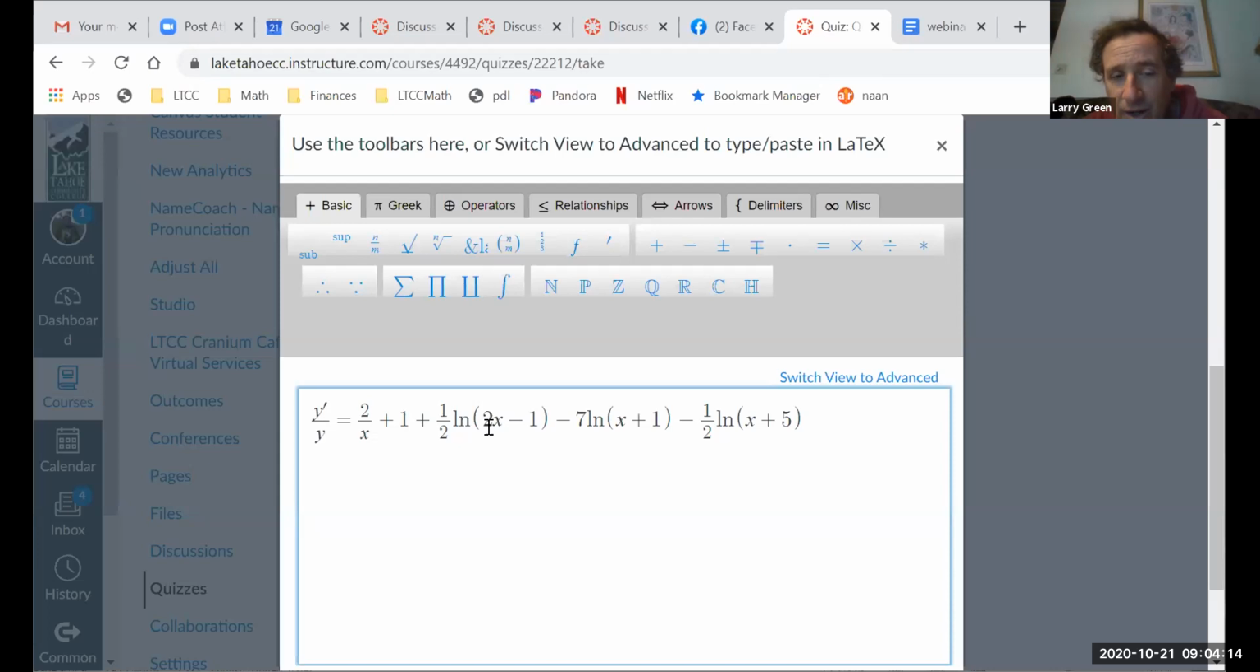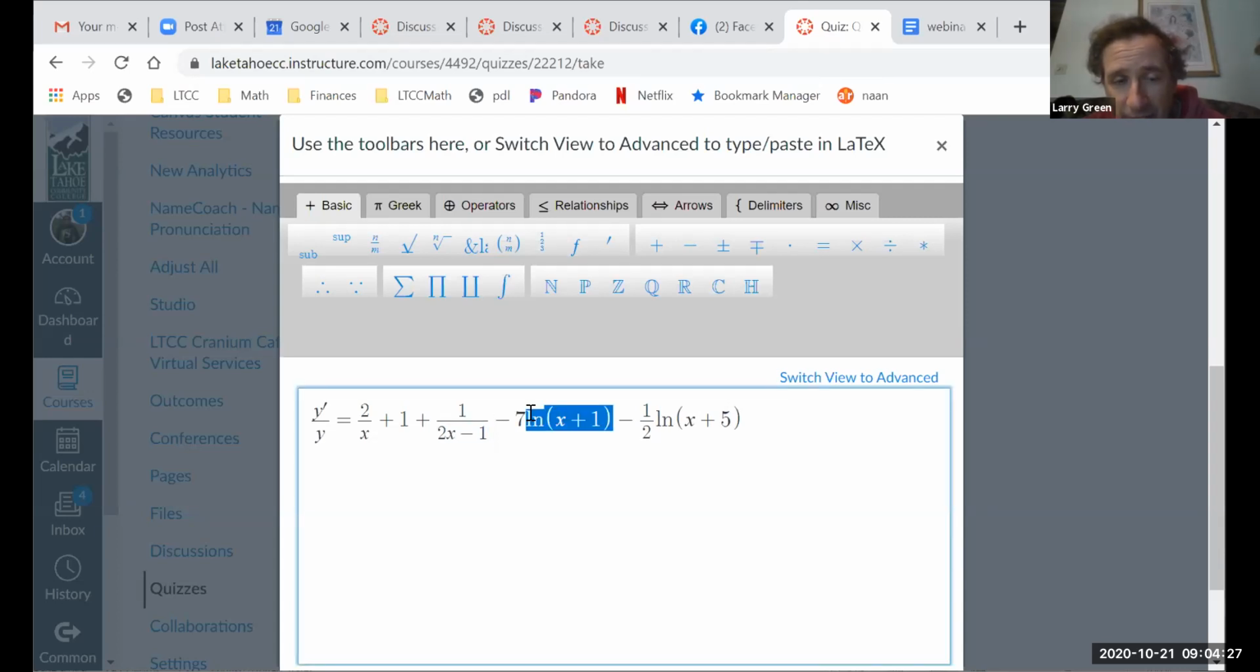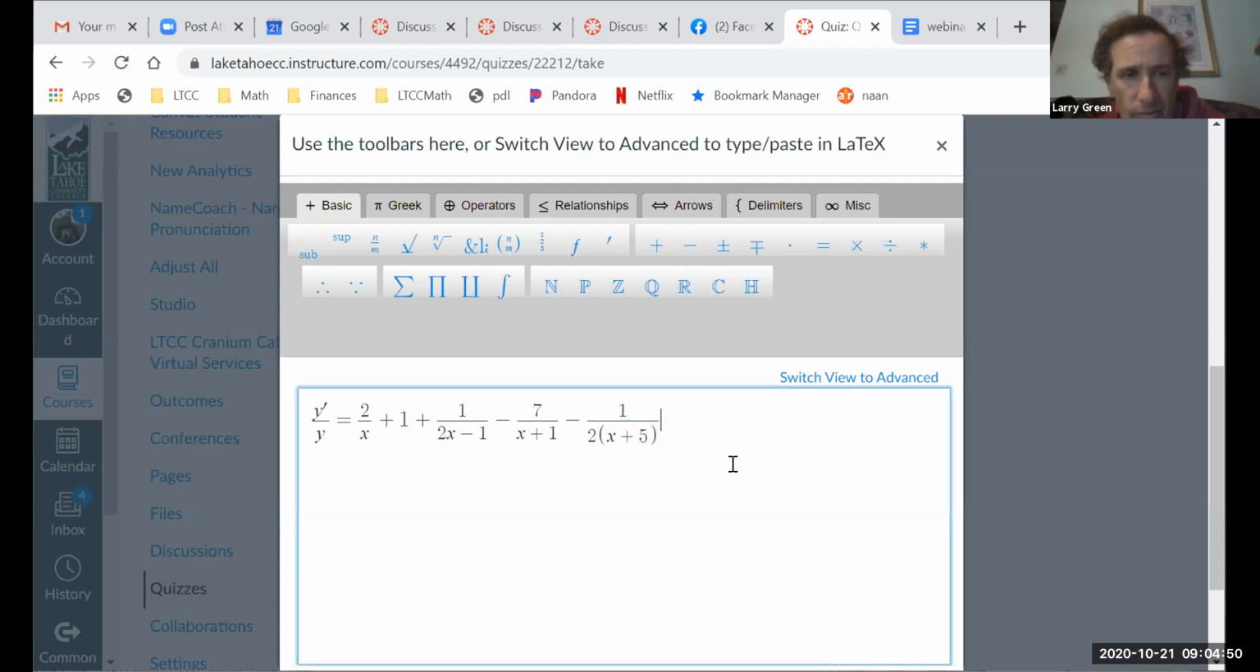That's 2 over 2x minus 1. 2 times 1/2 is 1. So you just get 1 over 2x minus 1. And then the derivative of ln of x plus 1 is 1 over x plus 1. So we get 7 over x plus 1. And the derivative of ln of x plus 5 is 1 over x plus 5. Right? If you want to use the chain rule, times 1. So that's going to be 1 over 2 times x plus 5. Like so.